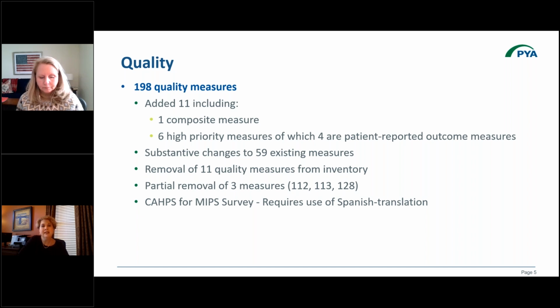You see here too, they did finalize the requirement to use a Spanish translation of the CAHPS for MIPS survey, if that's one of the quality measures that you will be using to report. They were looking to require additional languages as well. They didn't do that. They stopped at the Spanish translation, but they do recommend that you use other applicable languages. Cantonese, Korean, Mandarin, Portuguese, Russian, and Vietnamese are all available.